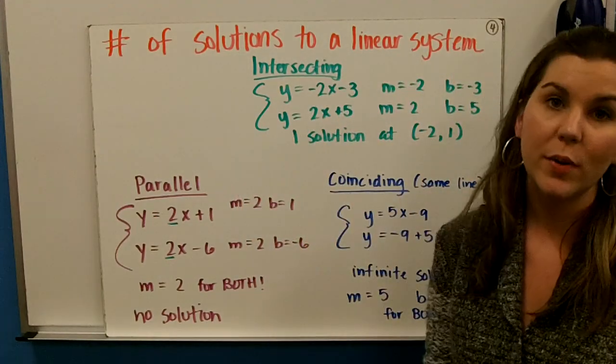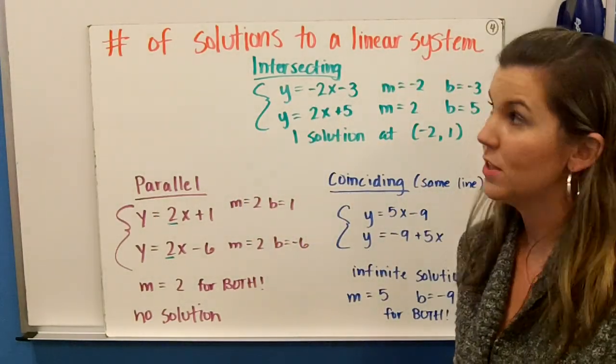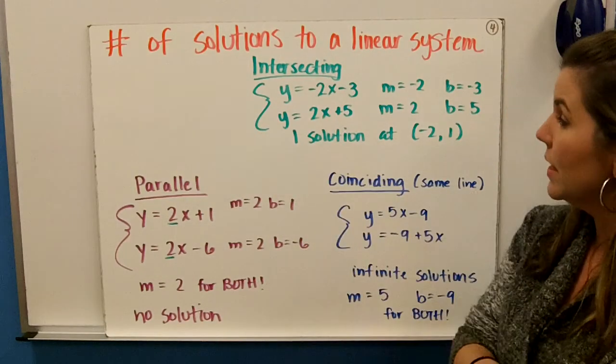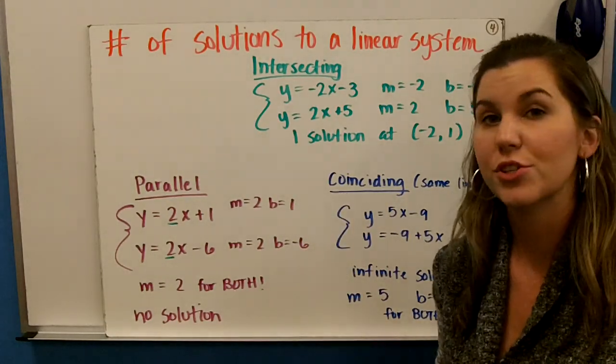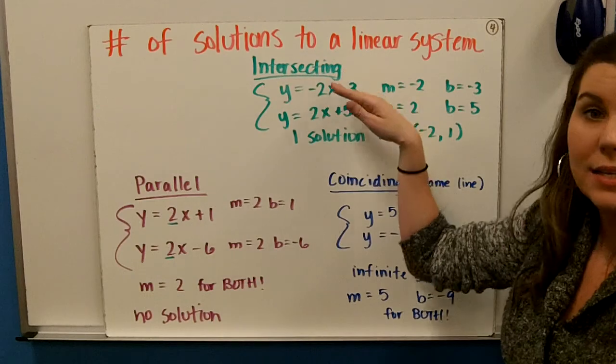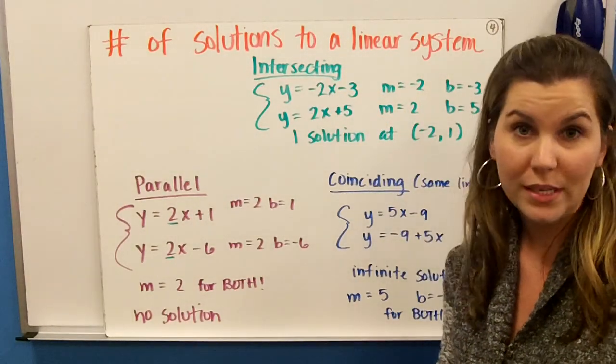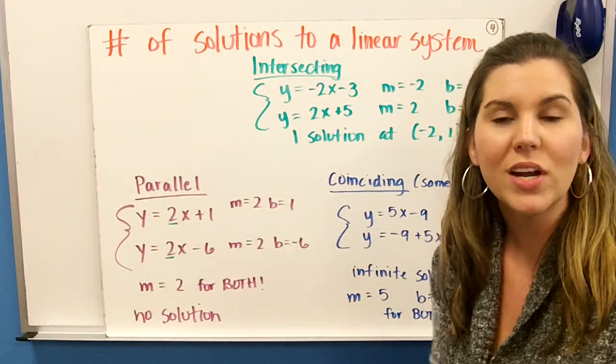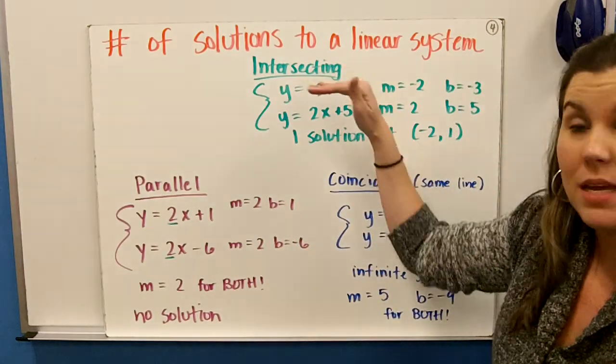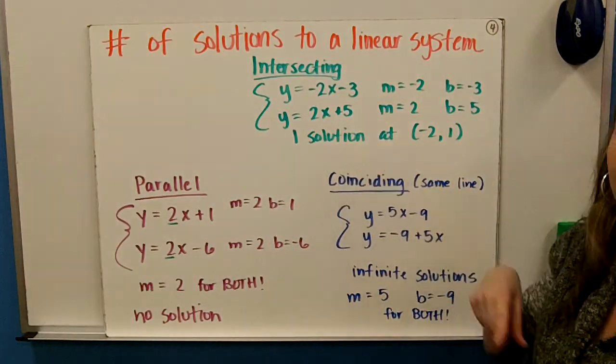Now, systems of equations have different numbers of solutions. So, here's how you know how many solutions you have. If your two lines intersect, two lines can only meet at 0 places, 1 place, or everywhere. If they meet at 1 place.